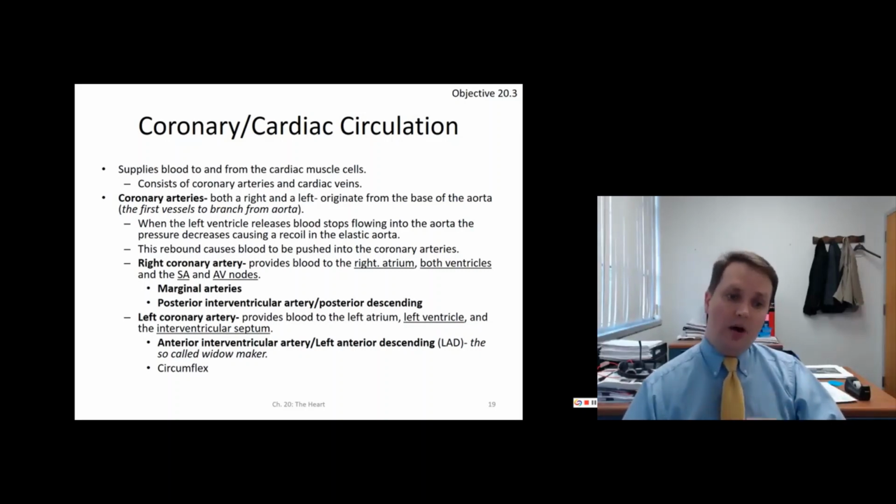So we've got RMP: the right coronary artery has the marginal and posterior interventriculars. And LAC: the left coronary artery has the anterior interventricular and the circumflex.